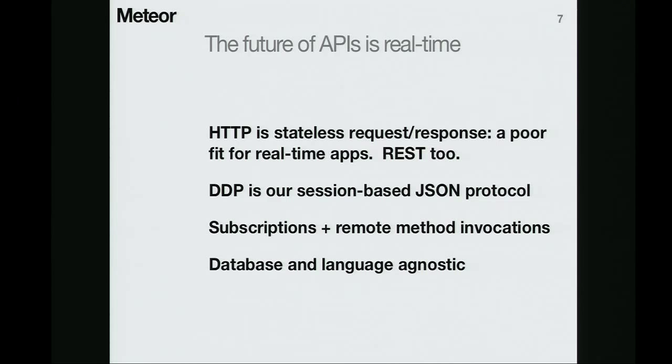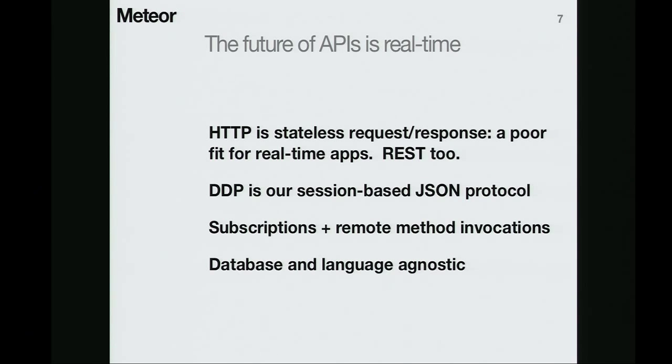And that's really the future of APIs. It's going to be these real-time data subscriptions, not REST, which is based on this stateless request-response conversation. That was good for delivering documents to browsers. It is not good for delivering data to real-time apps. So we're replacing that with what we call DDP, but whatever it is, it's going to be this session-based view of documents coming back and forth. And so that's what I'm going to show you.